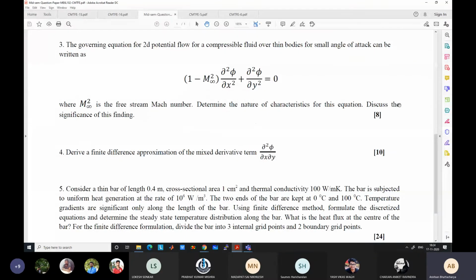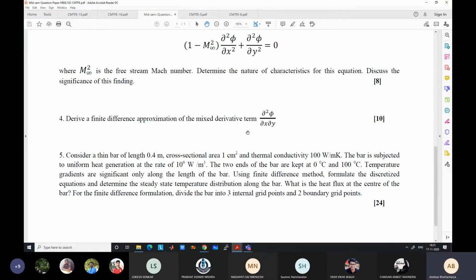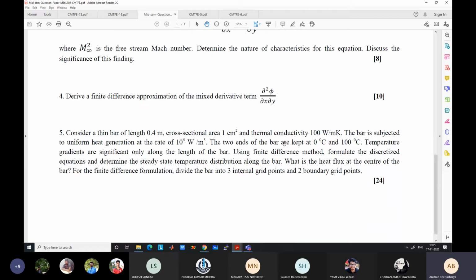Okay, that is the significance of this finding of the characteristic nature of characteristics. Fourth one, I am not going into details. It's directly just you have to derive what is del square phi del x del y. Everyone I think has done it correctly almost. Okay, unless you have partially done it. If you have done it correctly, you have got full marks. Okay, if you have not done any mistakes in between or something.